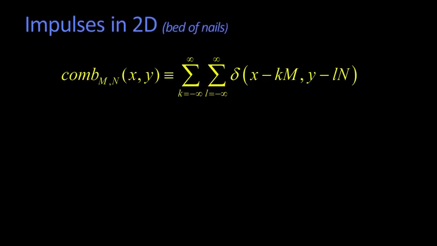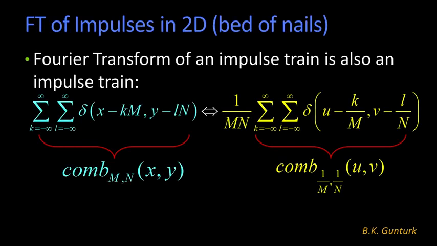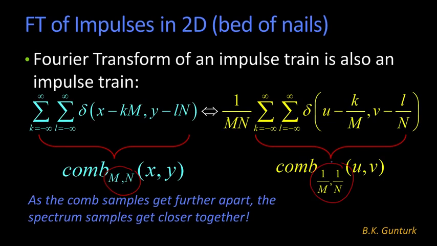We can also do impulses in 2D, and that's called a bed of nails, because instead of just having a train of pulses that land on the integers or some multiple of integers in 1D, it's actually lying on all the discrete coordinates in 2D, which if you're in a macabre sort of mood, you can think of as a bed of nails. So that's written here, comb of m,n, because we have a separation both in the x direction and in the y direction. And also, in the same way that the Fourier transform of an impulse train is an impulse train, the Fourier transform of a bed of nails is another bed of nails. And again, as the nails get further apart, the Fourier ones get closer together. And you can think of it from the same reason.